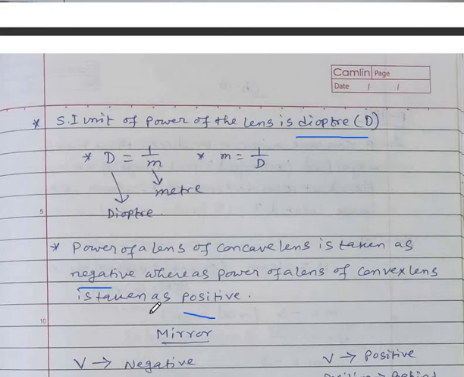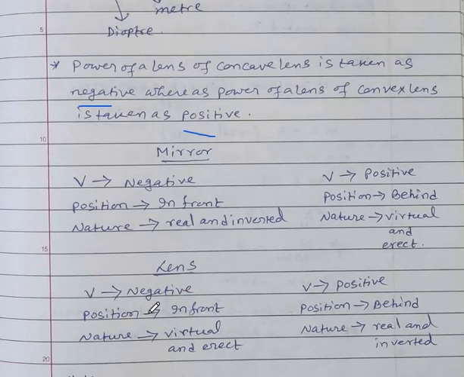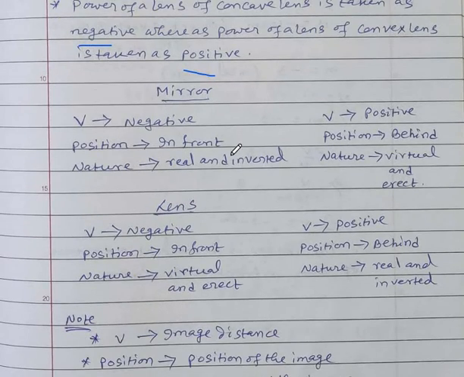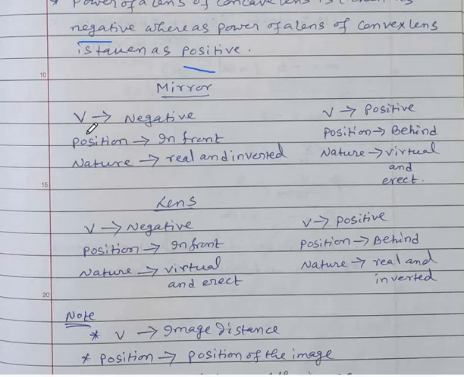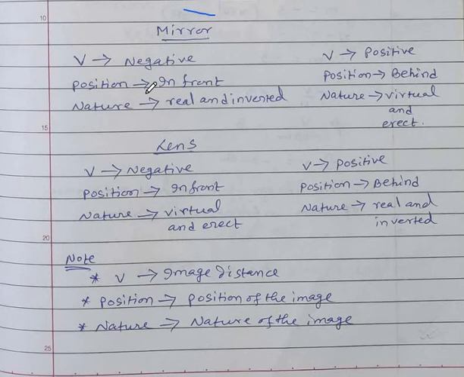Again, another concept I am giving you, this is very much crucial for you. Regarding mirror, if V you are getting negative, then position of the image will be in front of the mirror and nature will be real inverted. Don't forget. If V is coming positive, then position of the image will be behind and nature will be virtual and erect. That's for mirror. And for lens, when V is negative, position will be in front, nature virtual and erect, and when V is positive, position same behind, nature will be real inverted.